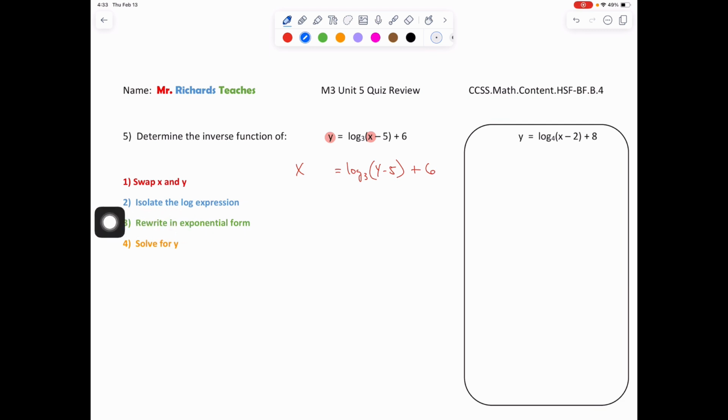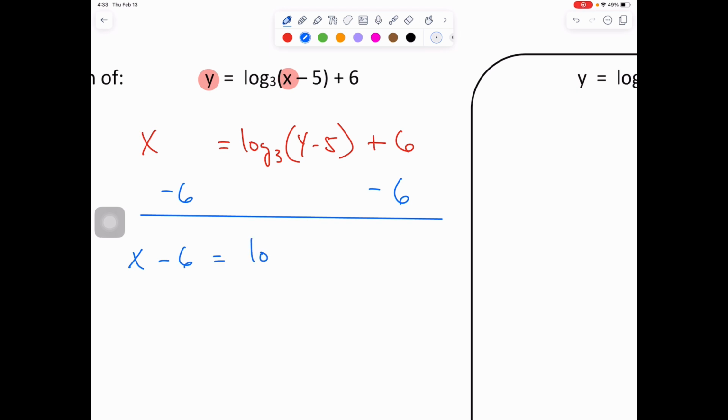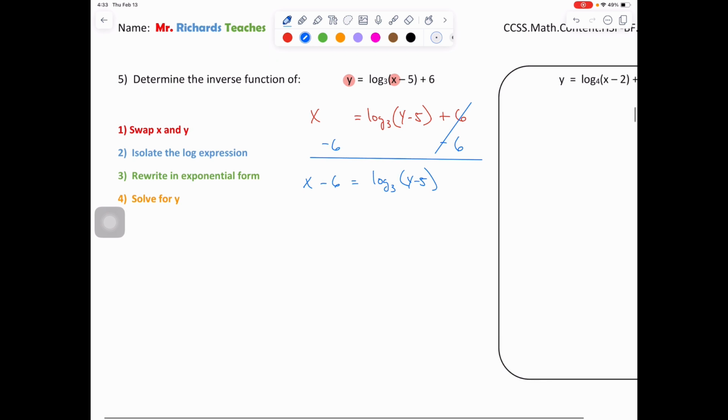Isolate the log expression. Our log expression is log base 3 of y minus 5, hanging out on the same side as plus 6. What do we need to do? Yes, subtract 6, not just from one side, but from both sides. Wonderful job, all my viewers. Thank you. X minus 6 equals log base 3 of y minus 5. Let's go ahead and cancel that out with the 6 minus 6.